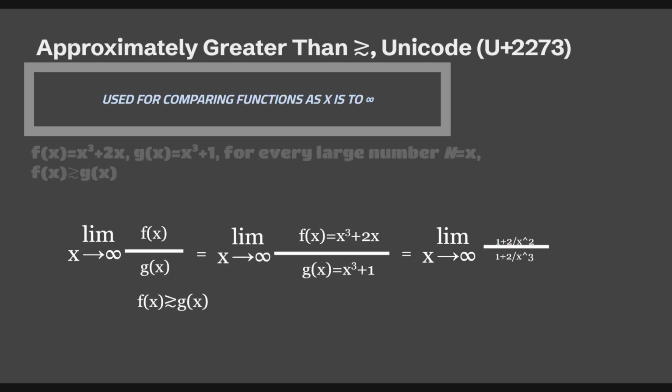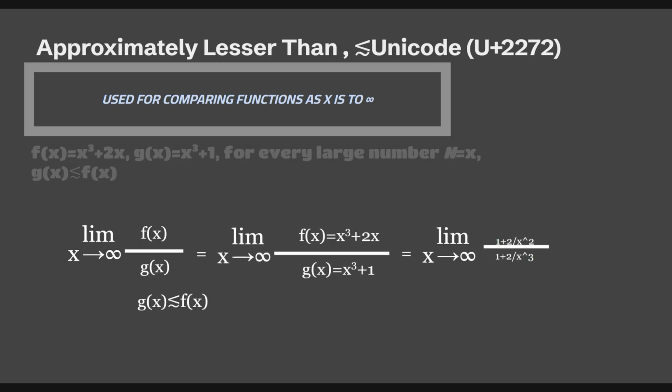Approximately greater than denotes comparing functions as x goes to the limit of infinity. For example, in the example shown below, as x converges to infinity, the symbols will be the same, and f of x will only be approximately greater than g of x.